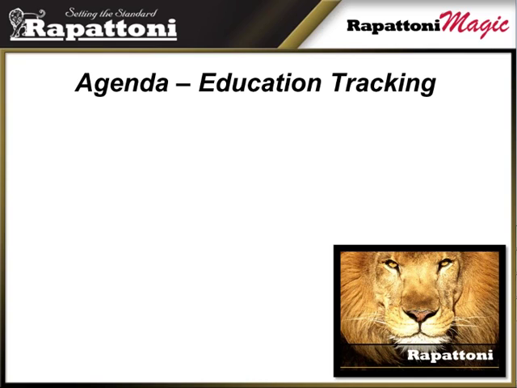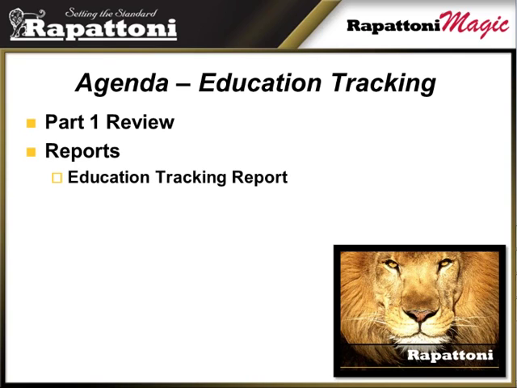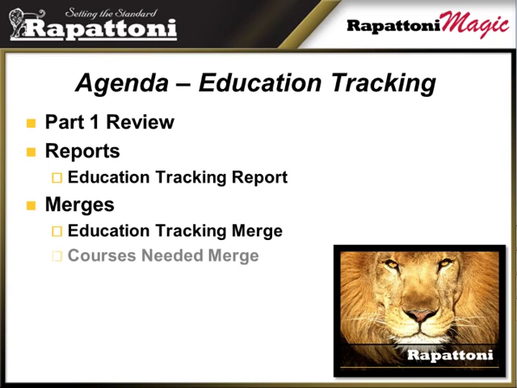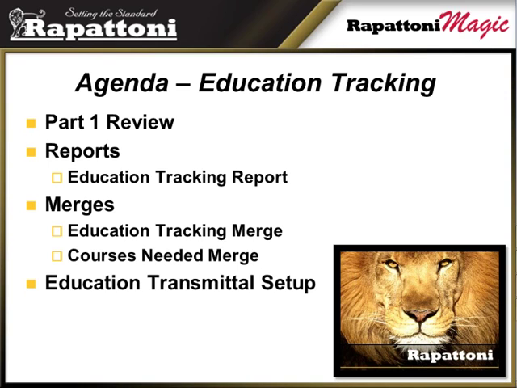Okay, let's get into today's agenda. The topic is education tracking. Before we get into Part 2, we're going to have a brief review of what we covered in Part 1. Today we're going to cover reports, specifically the education tracking report that tells you who has and who has not met the requirement, merges, so you can correspond with your members or create a custom export, education transmittal setup, specifically how to report this information electronically.